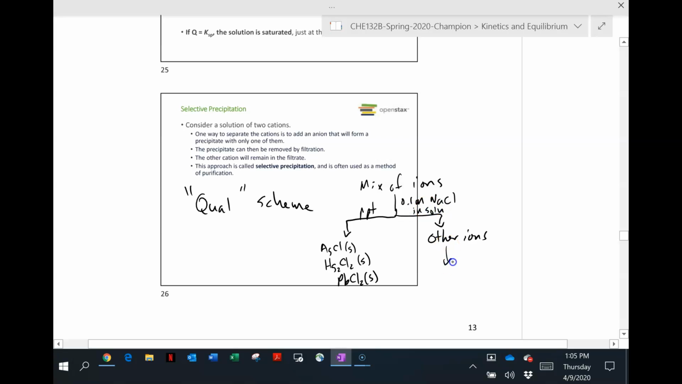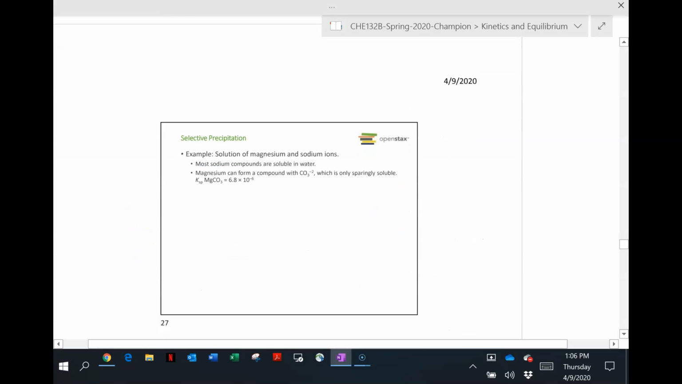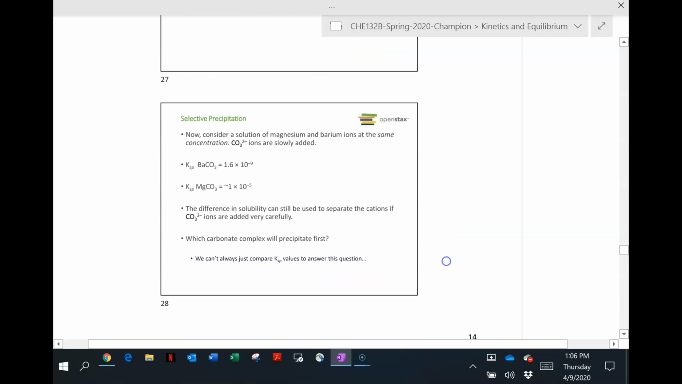And then you can do other tests which continue to split them out into the insoluble or precipitates and the soluble ones. And that's the basis of the qualitative analysis scheme. So they talk here about using carbonate ion to separate magnesium ions from sodium ions. And you see here, if you're looking at magnesium and barium ions, the KSPs are only different by a factor of 10,000. So you have to be pretty careful there about adding your source of carbonate ions, which are probably sodium carbonate that you're adding.